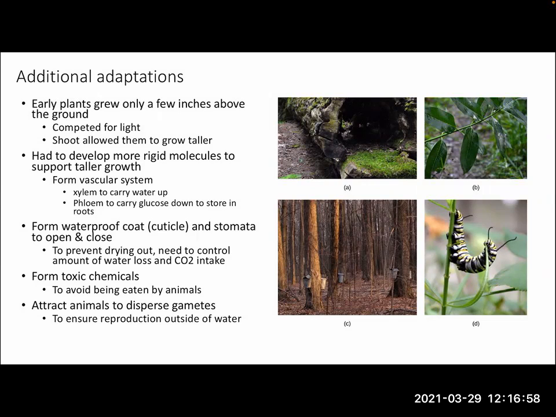Plants have also developed toxic chemicals that can prevent herbivory, so prevent them from being consumed. And then they also have evolved a variety of different attractive structures that will attract pollinators so that they can ensure reproduction outside of water, so that the pollen will be brought to the eggs, the ovaries, and that fertilization, that pollination process, can happen even though the plants are growing outside of water.